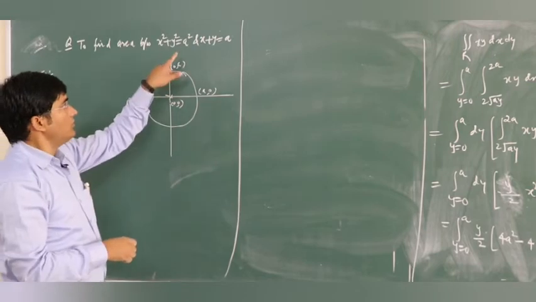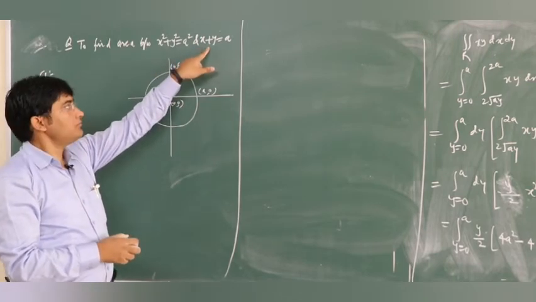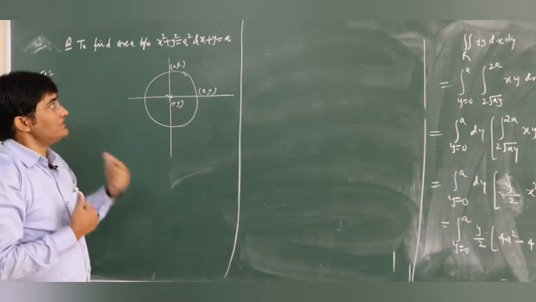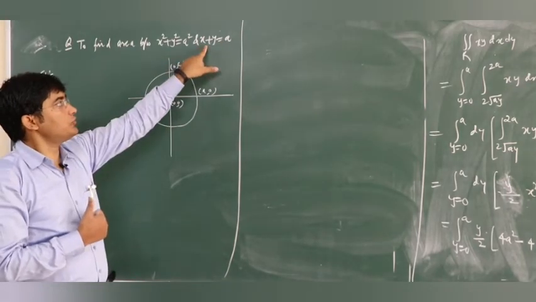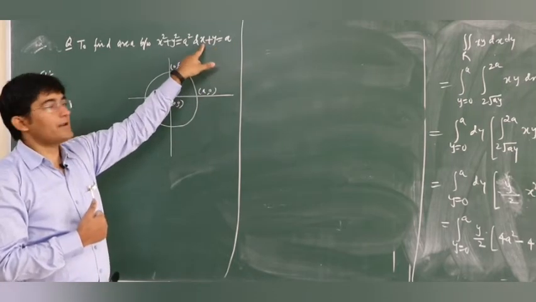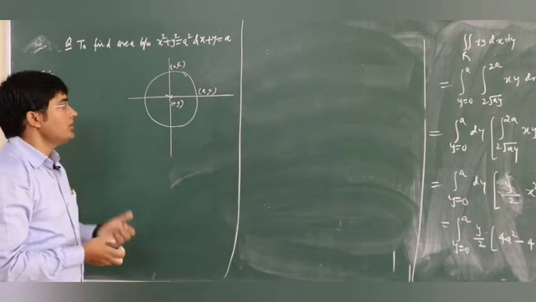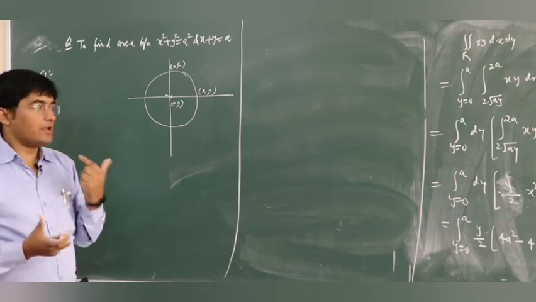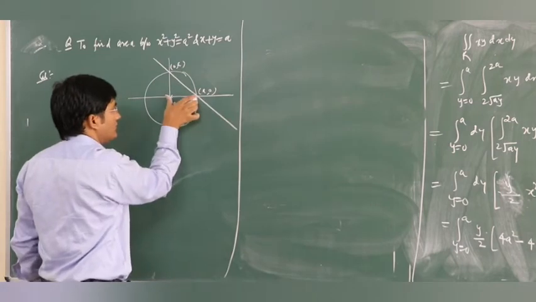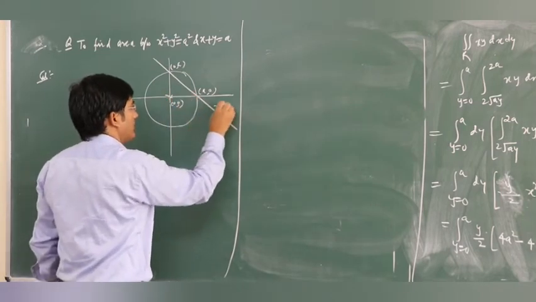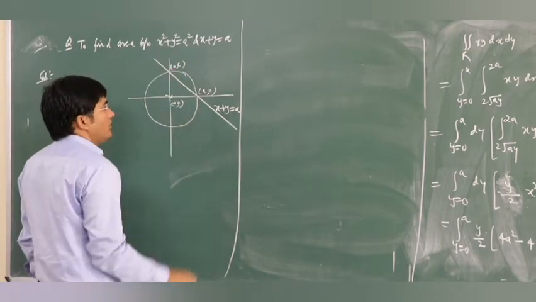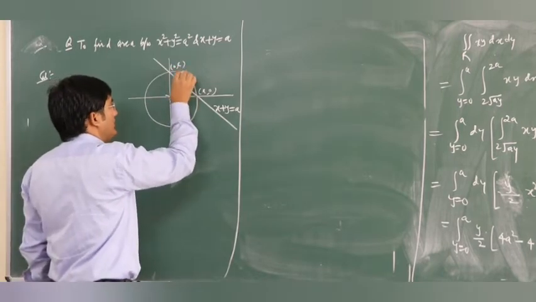Now we have a straight line x plus y equal to a, and the intercepts of this straight line will be, if you put x equal to 0, then we get y equal to a, and if you put y equal to 0, then we get x equal to a. So our intercepts are a and a, so this is your straight line. Here you can see this is your intercept with the x-axis, and this is your intercept with the y-axis. So the required region or required area is this one.